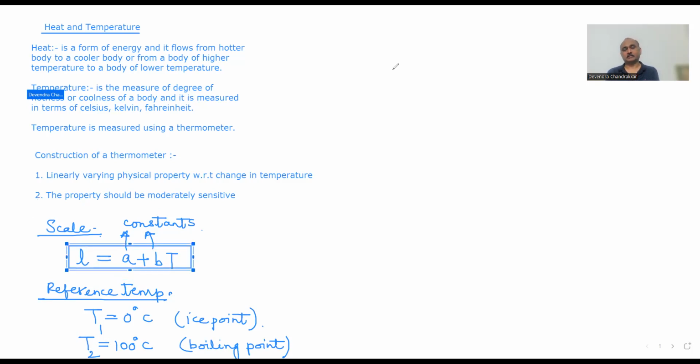कैसे बनाएंगे देखो ध्यान से. So we will measure the length of this property at L1 and L2 for the ice point and boiling point of water, right? So L1, L2 measure कर लिया at that particular temperature. Now we have to find the values of A and B. So we have L1 is equal to A plus B T1. T1 is what? 0 degrees. So substitute the value of T1 as 0. You get the value of A as L1.